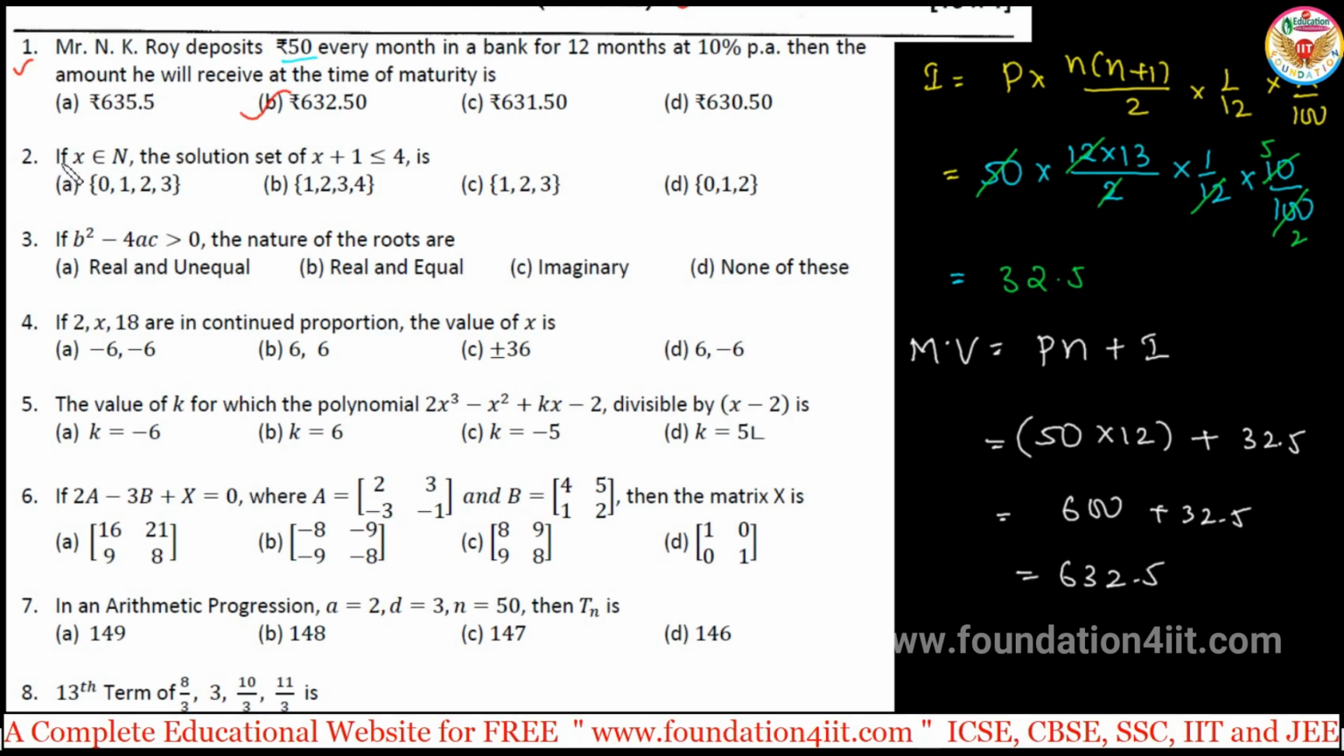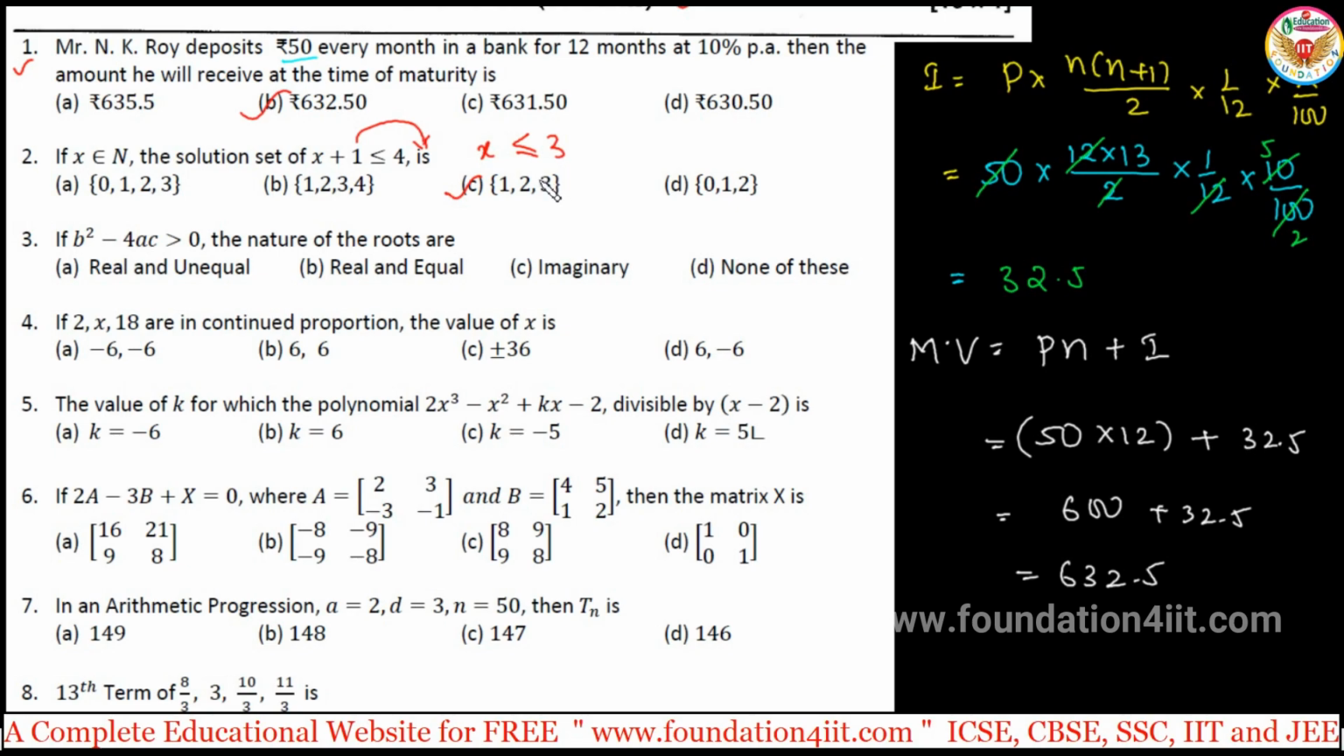Second one: if x belongs to natural numbers, then the solution set of x plus 1 less than or equal to 4. That means x is less than or equal to 4 minus 1, that is 3. Plus 1, take to the right side as minus 1. x is less than or equal to 3. So x is 1, 2, 3, because x belongs only to natural numbers. So only 1, 2, 3. x is less than or equal to 3 also, right?